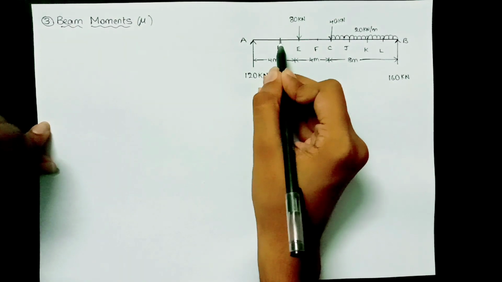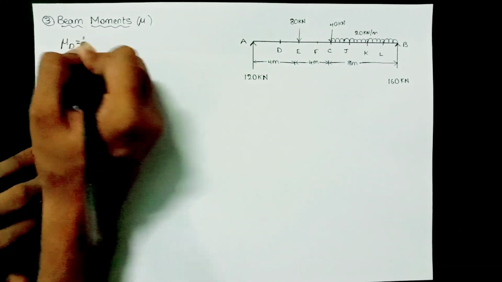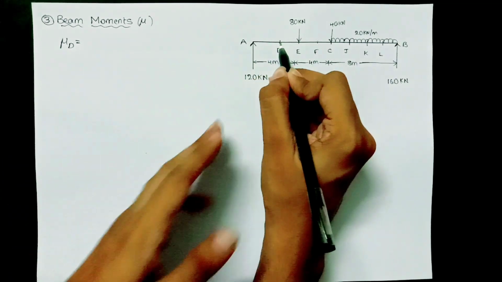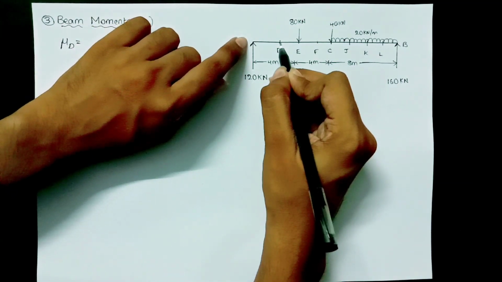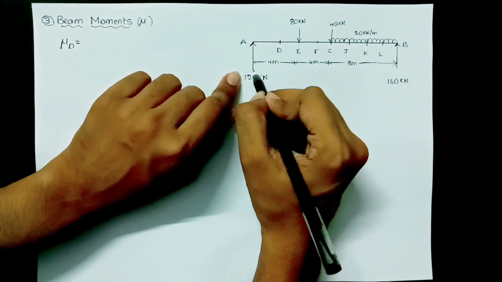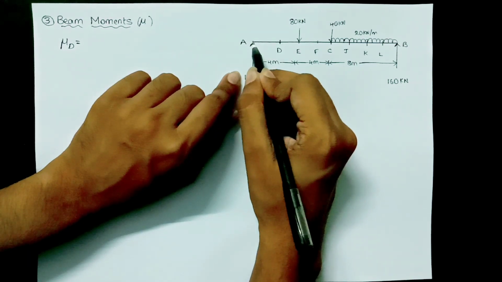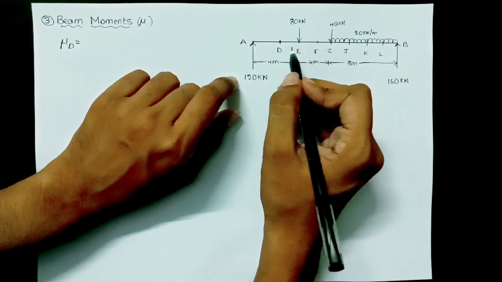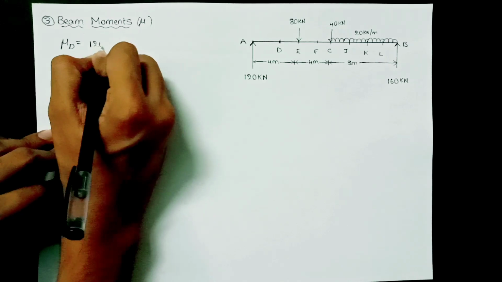First of all, I am starting from point D. Mu D equals, so I am taking the moment about point D, coming from the left side. On the left side there is a 120 kilonewton upward reaction, and the perpendicular distance is 2 meters. Every point is equidistant from each other. So 120 into 2.